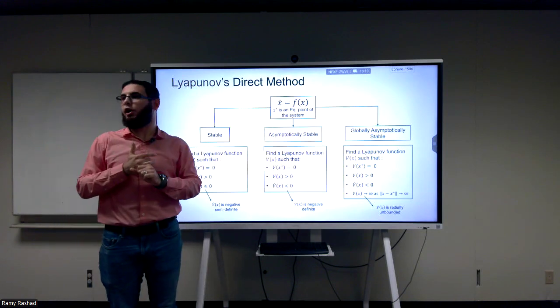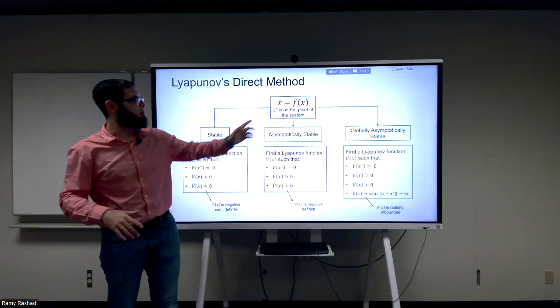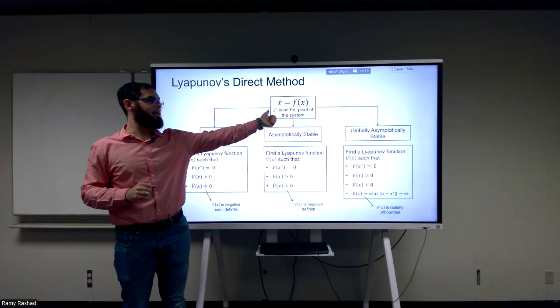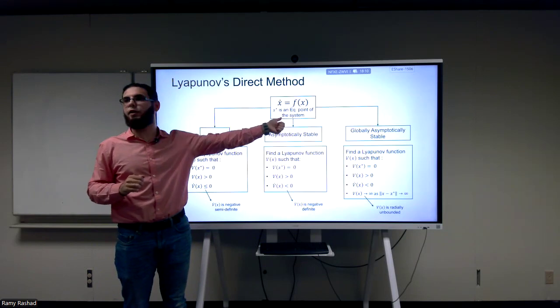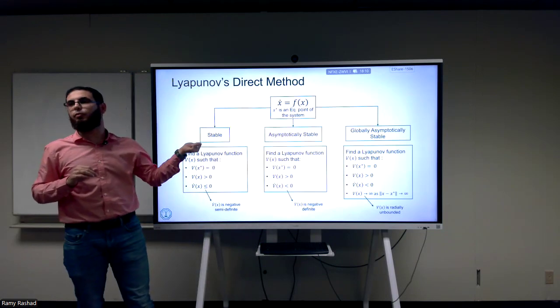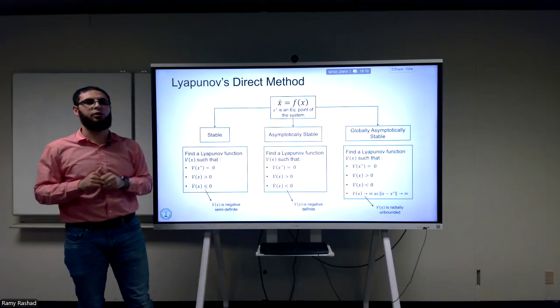First, we will not linearize. We will work directly with the nonlinear system. So we're going to work directly with x dot is equal to f of x. X star is an equilibrium point of the system. And we say that x star is a stable equilibrium point if you can satisfy the following conditions.